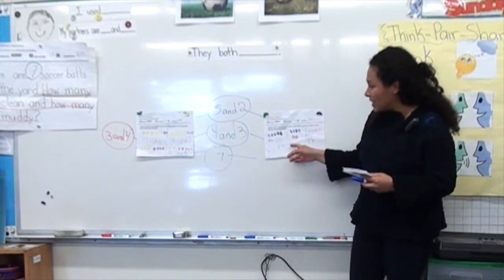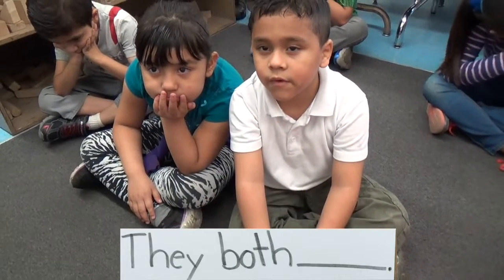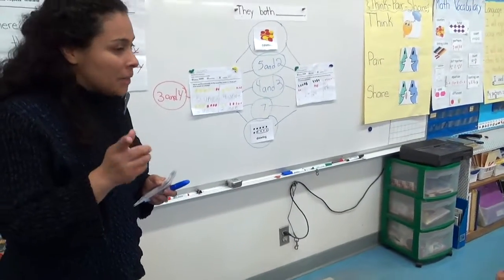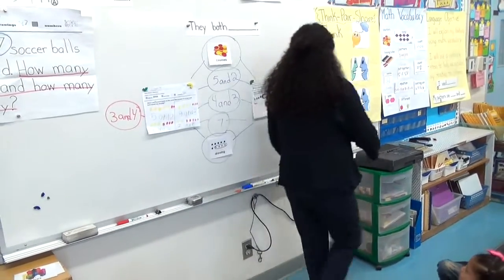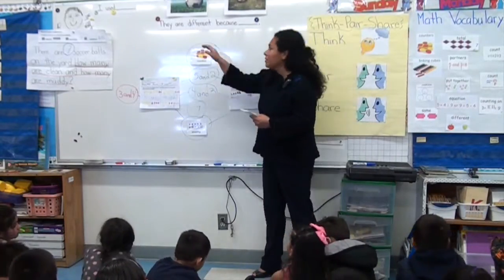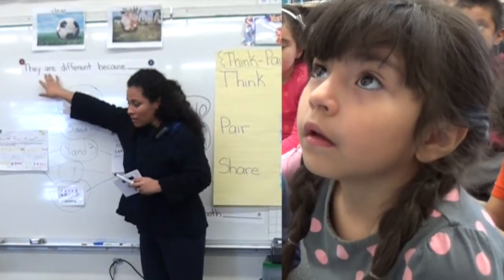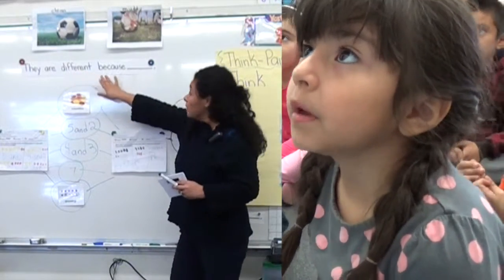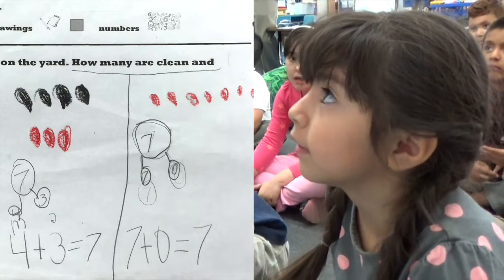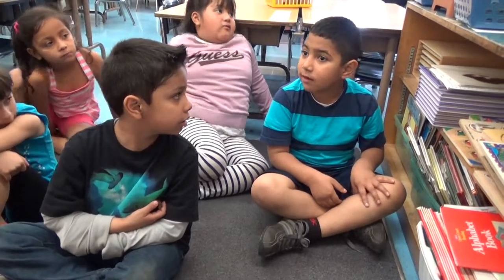What about the objects that they used? They both used counting. Now you're not going to think about what's the same. You're going to think about what's different. Luis, what else is different? Because Ulises doesn't have 7 and 0. They are different because Daniela has equations. Why do we say that this is an equation? Because it has a plus and an equal sign.